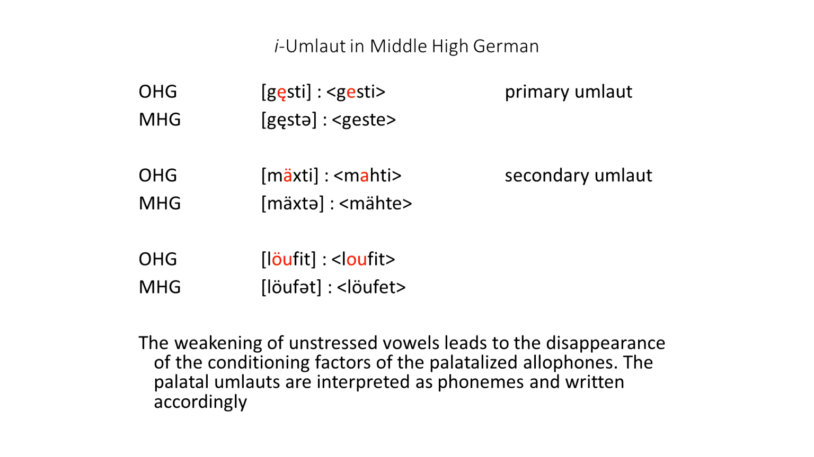When it comes to terminology, the written palatalization and raising of short a in Old High German is referred to as primary umlaut, and the palatalization of a, o, and u in their combinations as secondary umlaut.